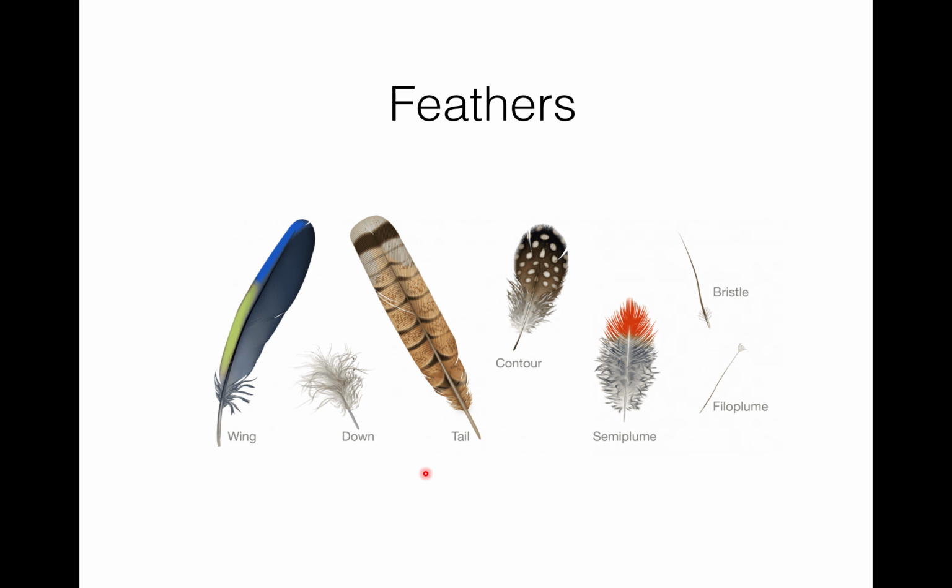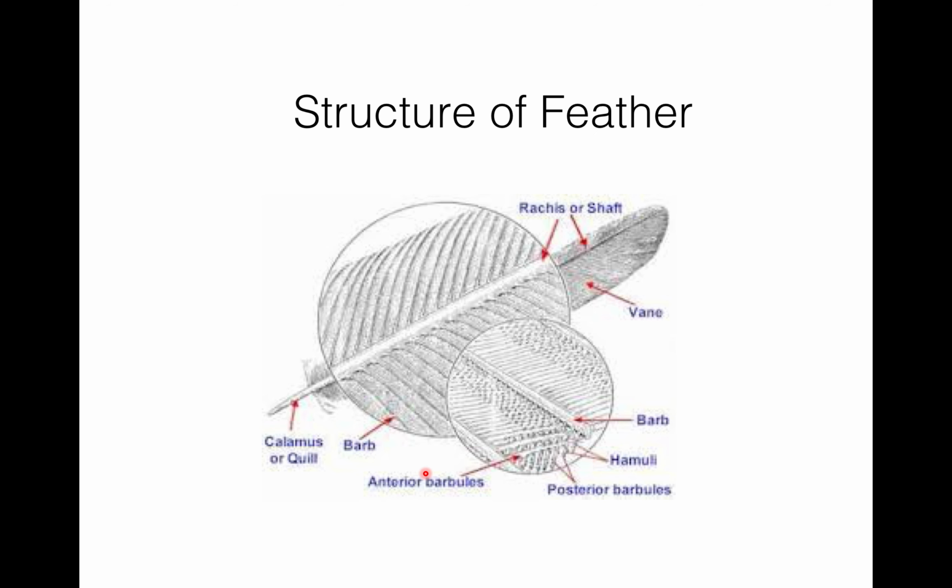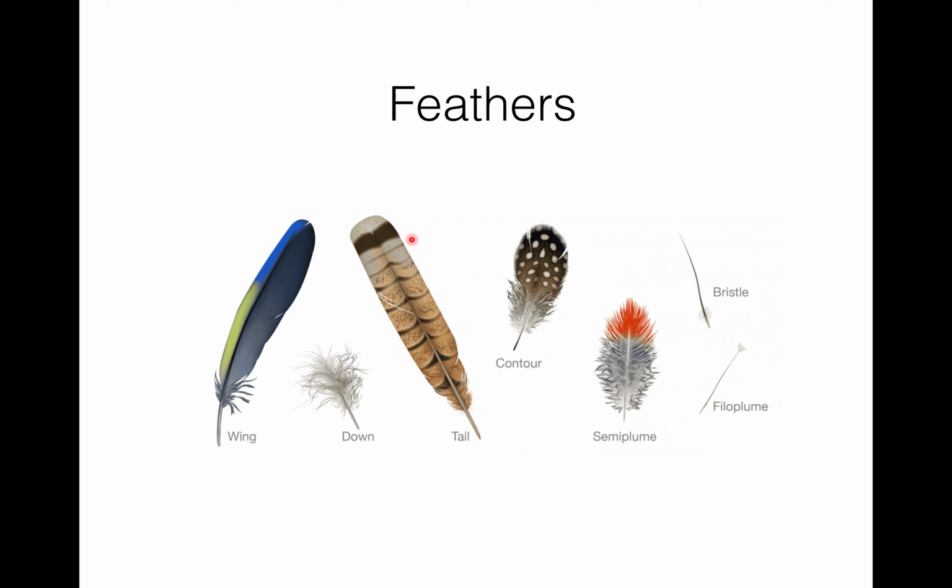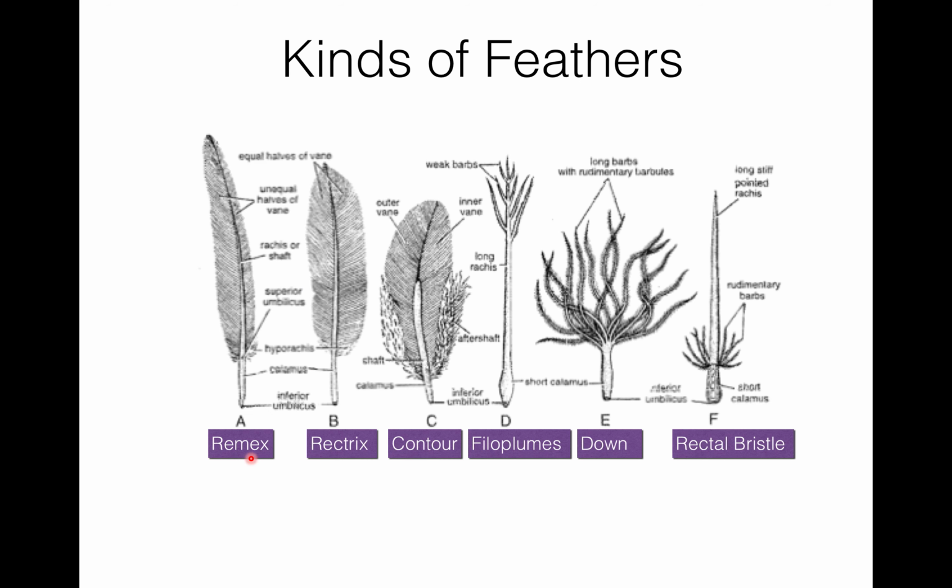So today I discussed the structure of a feather, where I discussed the calamus or quill. This is the quill and calamus. This is the rachis or shaft, and this is the vane, on which there are the barbs. In barbs, barbules are also present. Then these are some colorful feathers. I discussed kinds of feathers, where I discussed remiges, rectrices, contour, filoplumes, down, and rictal bristles.